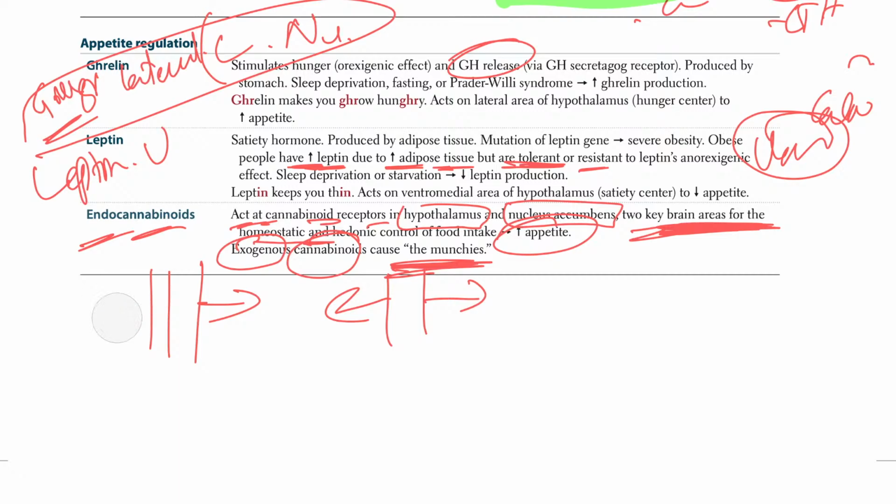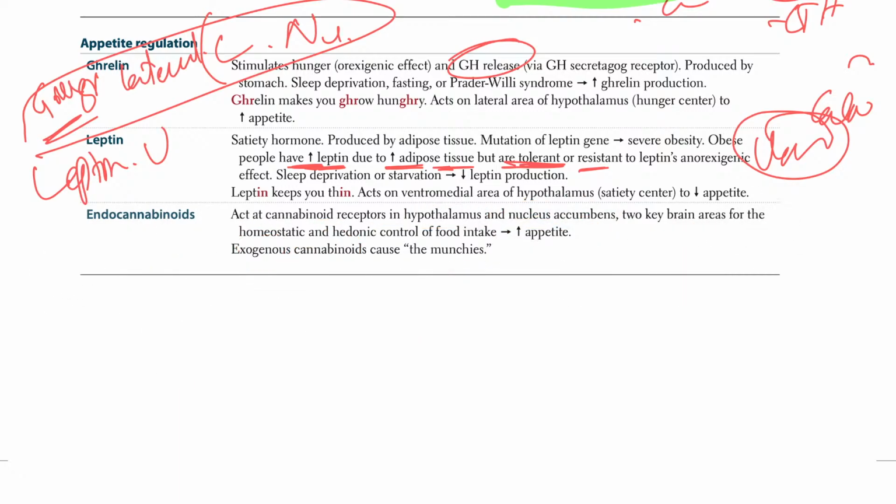So let's talk about a little bit of these endocannabinoids. Endocannabinoids are like marijuana. All they are going to cause is, again, an increase in appetite. That's why they're called the munchkins.